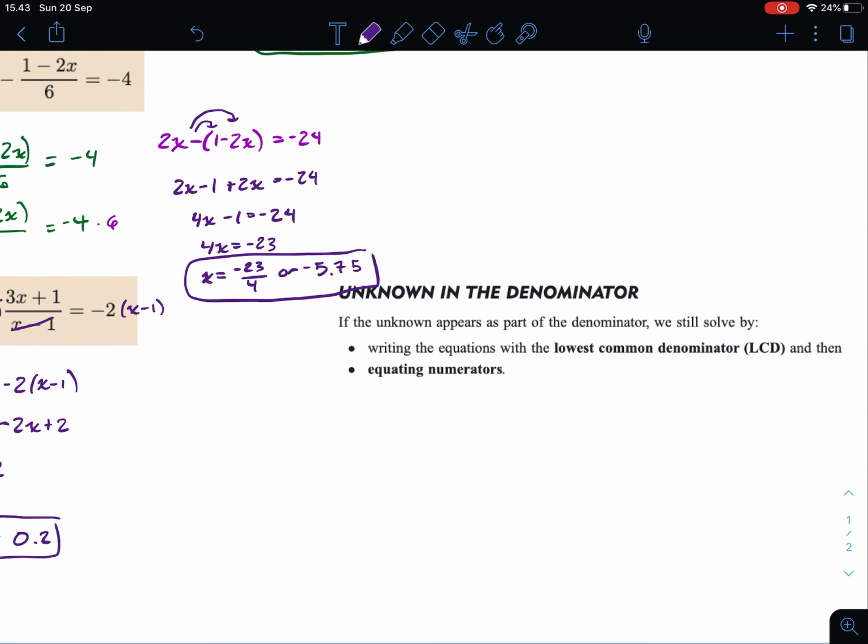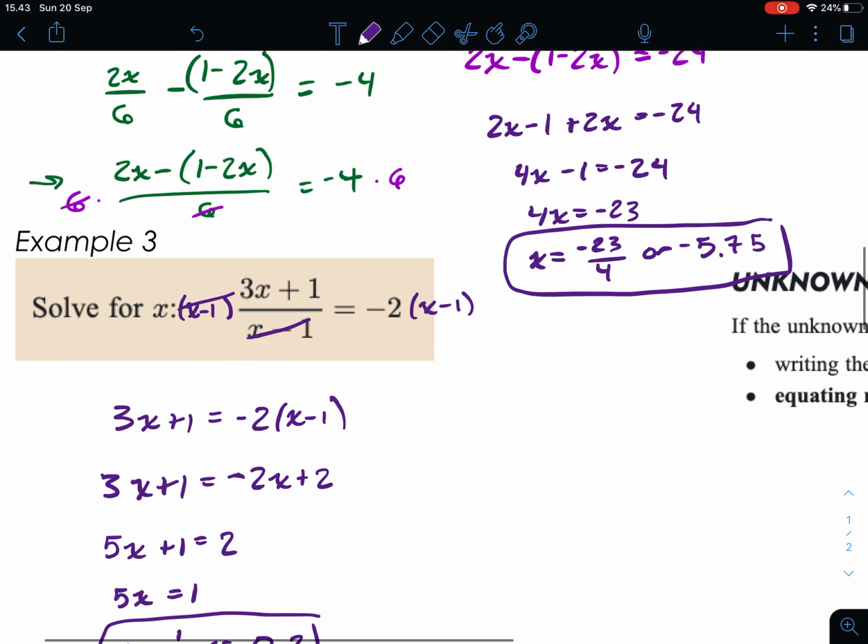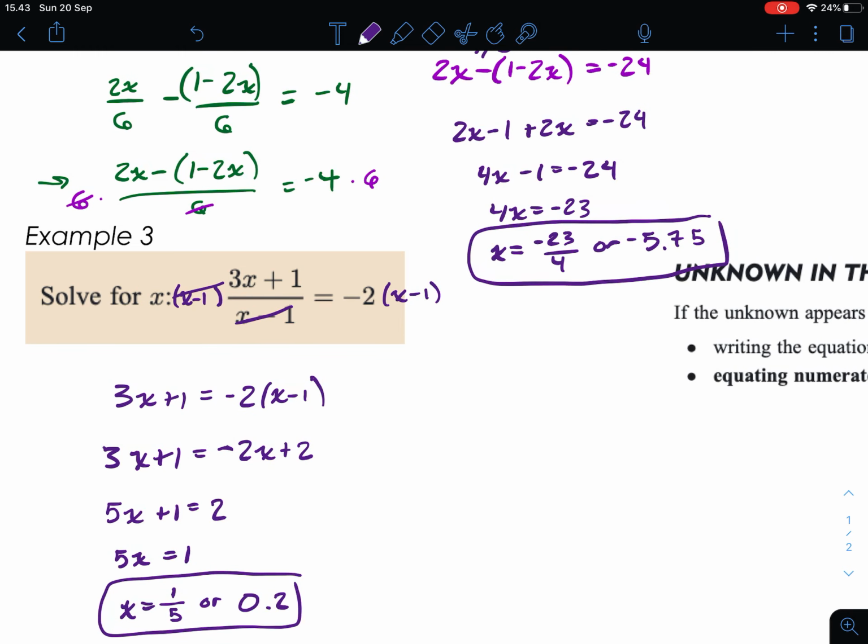If the unknown appears as part of the denominator, you can always use the LCD, the lowest common denominator method, or you can multiply by the denominator like I did here. There's a lot of different ways to do these. Some take more steps than others. It's totally okay to do any of them as long as you show all your work.